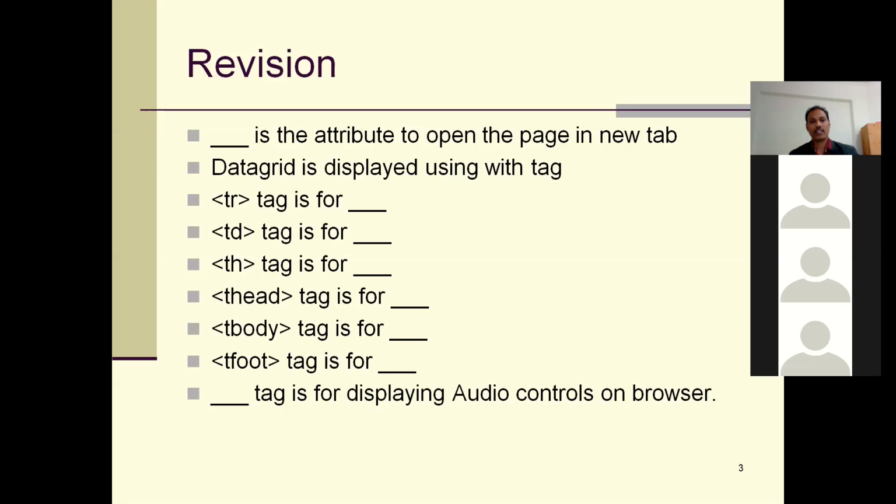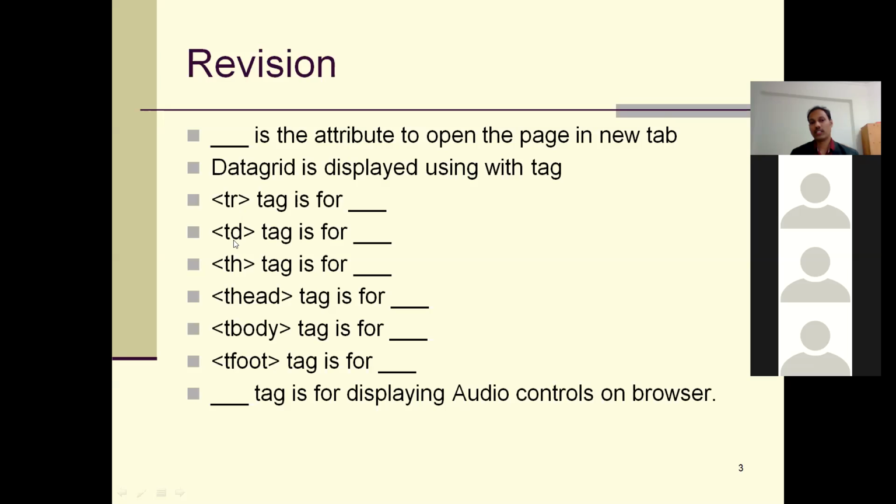Now Meghna, the next one to you. It's for the table rows. Correct. Data grid is displayed using the tag. So with what tag? The table tag. So we use table tags to display the data grid. Now, Tanvi, what is this TR tag for? What does it represent? The table header row. No, it's not table header. T is table, R is row. Table row. So I will build a single row using the TR tag.